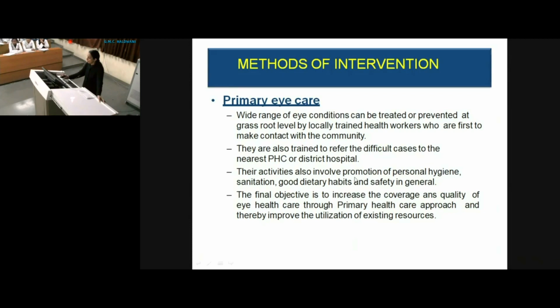Activities involve promotion of personal hygiene, sanitation, good dietary habits, and safety in general. So these are all components of health education. Then the final objective is to increase the coverage and quality of eye health care through primary healthcare approach and thereby improve utilization of existing resources.